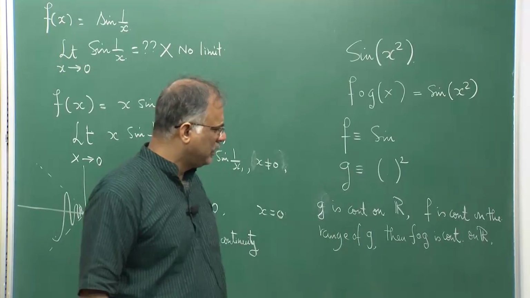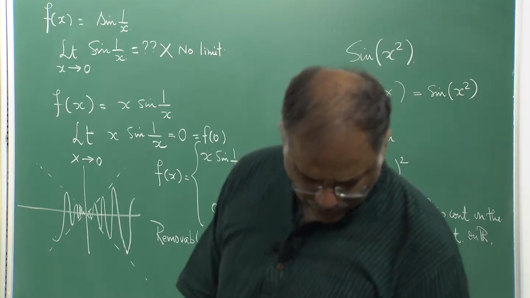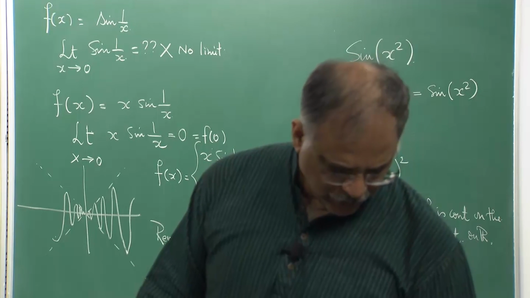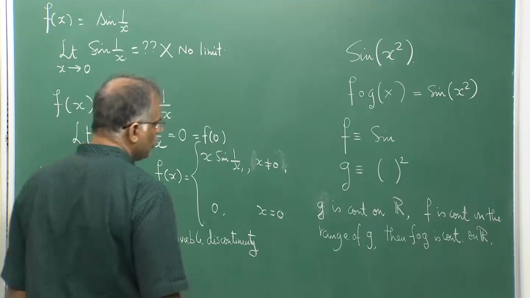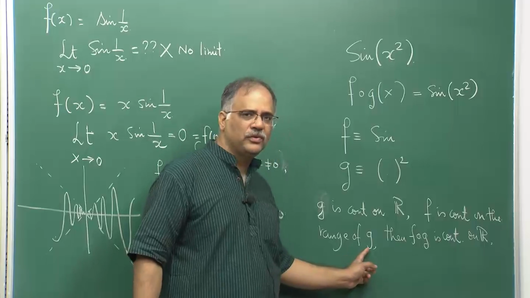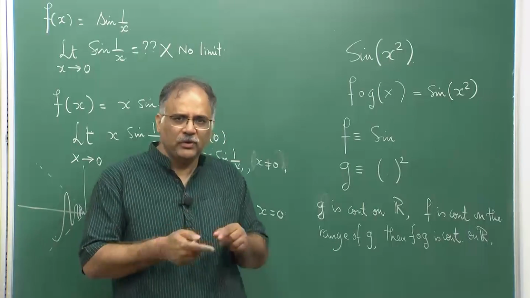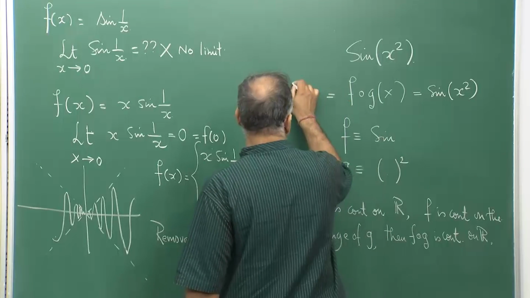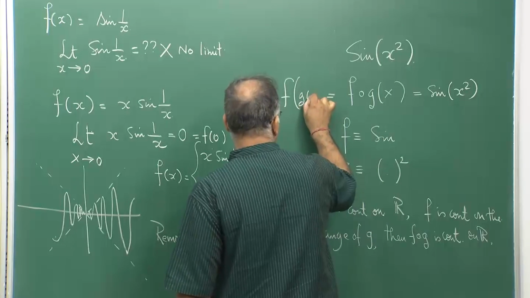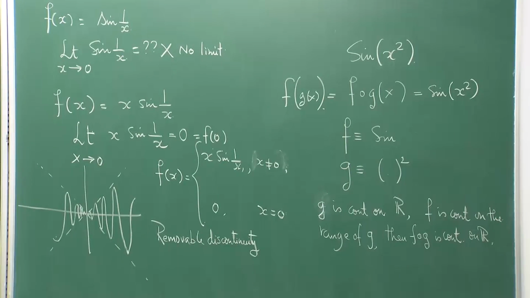This is a result which appears absolutely simple, but then you can actually go ahead and prove it. You have to understand the continuity of f is not on R, but on the range of g, because f is acting on the range of g, because f compose g means f of g(x). So this is exactly what is going to happen.